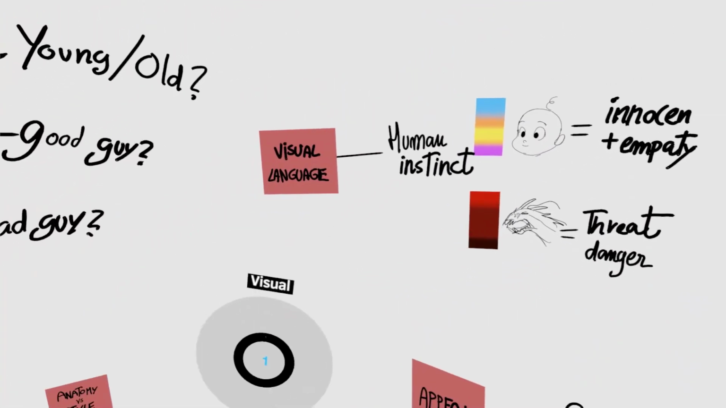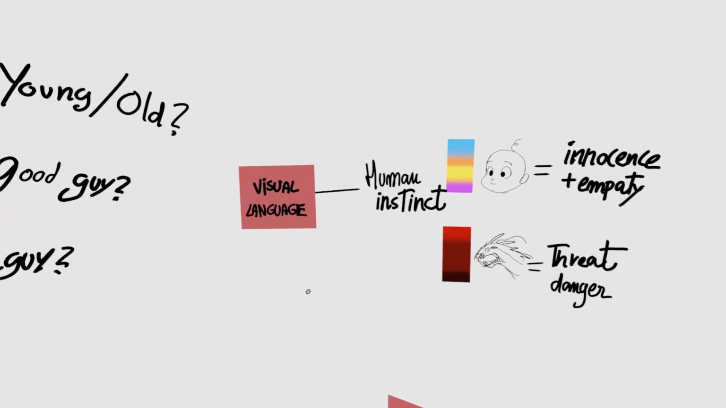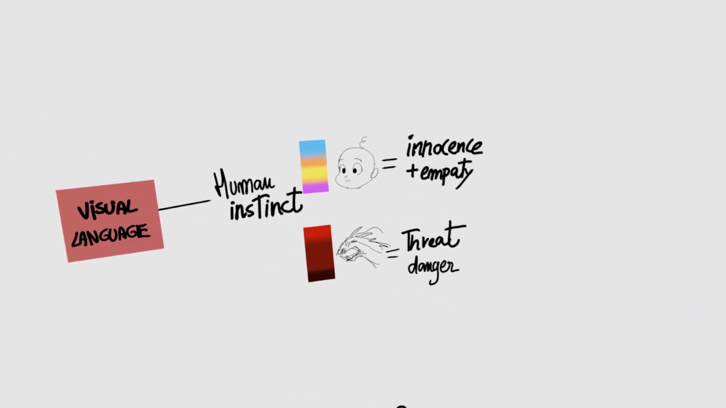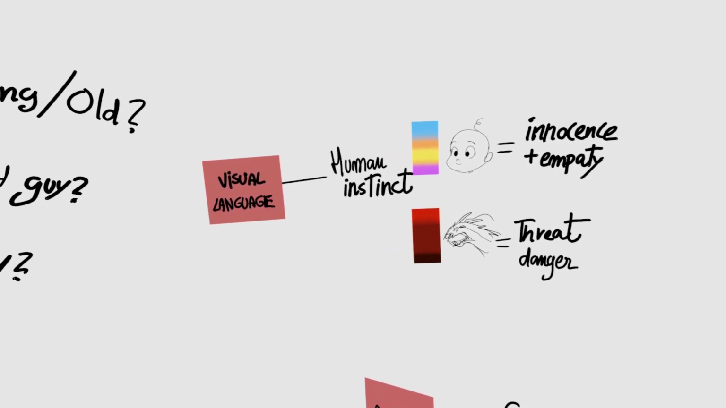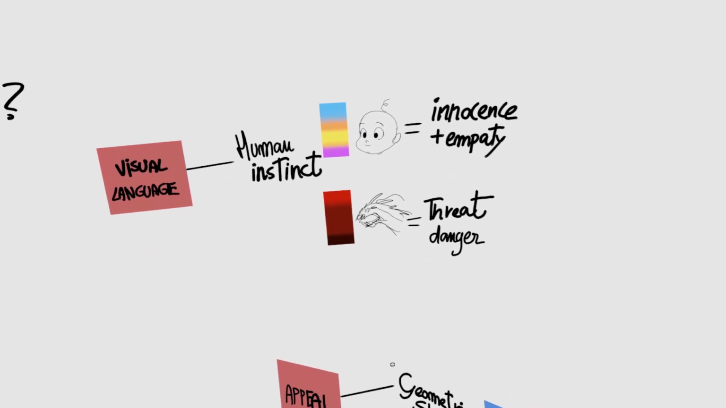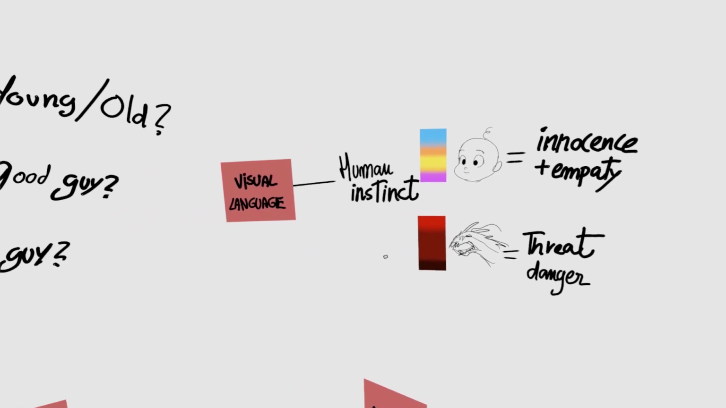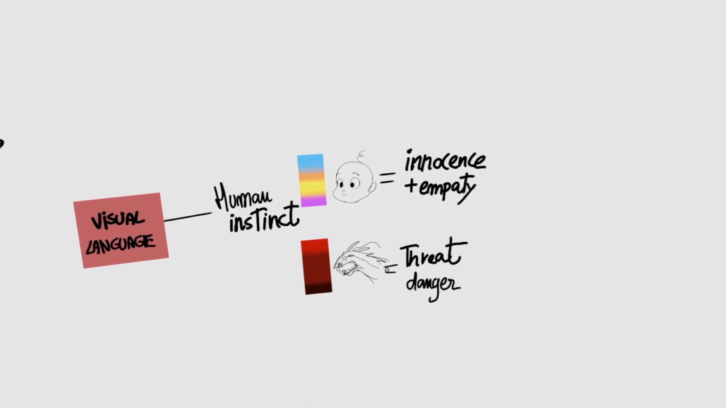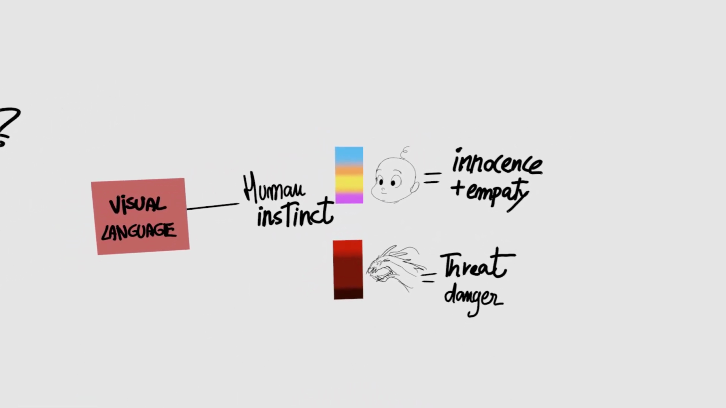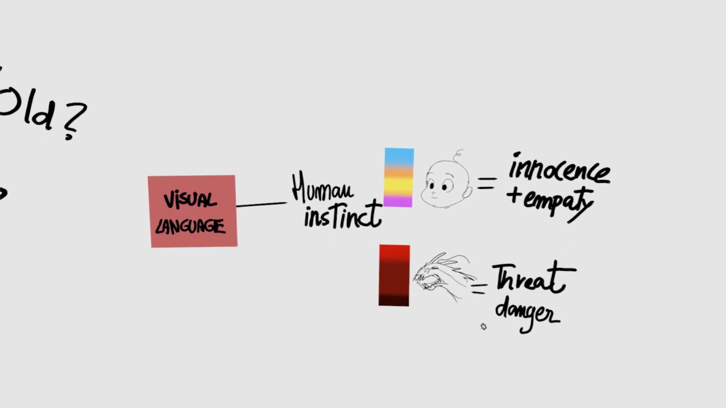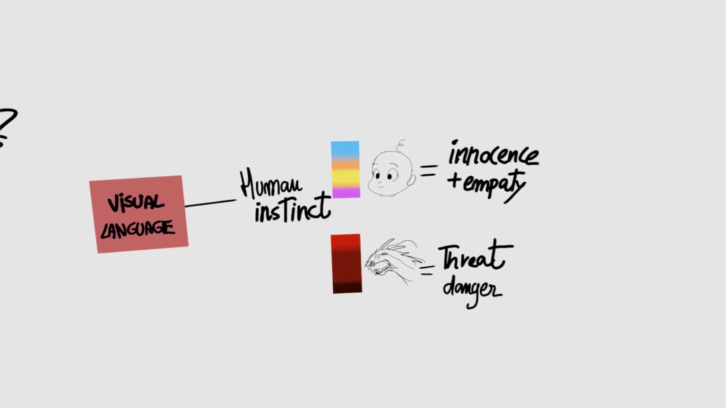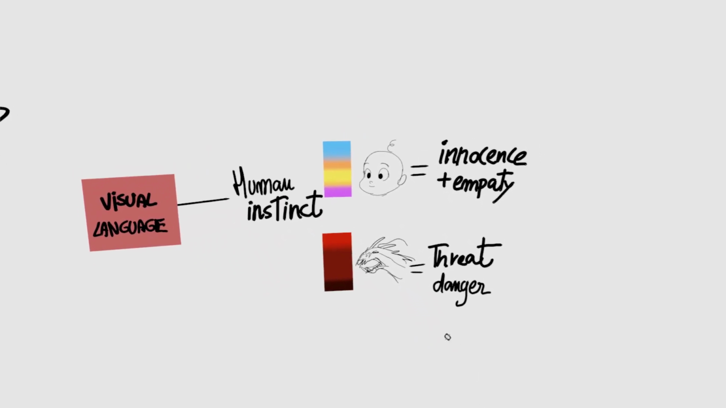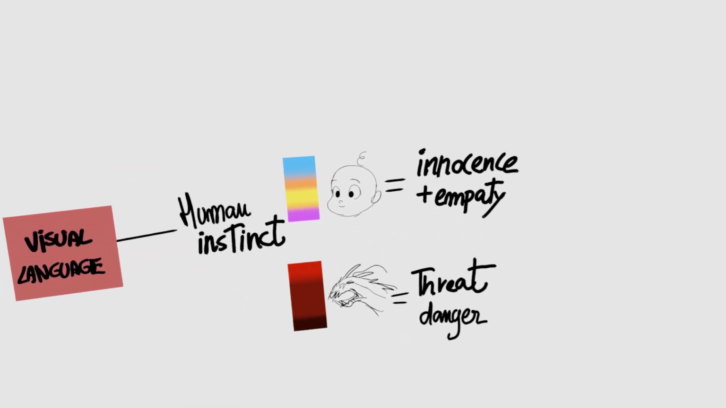Visual language. We could have a completely different talk just about that, because it's a very interesting subject, but I'm just going to keep it quick. Things that are very important to bear in mind are things that work on a deep, instinctive level in your brain, where you just react to certain things in a certain way.